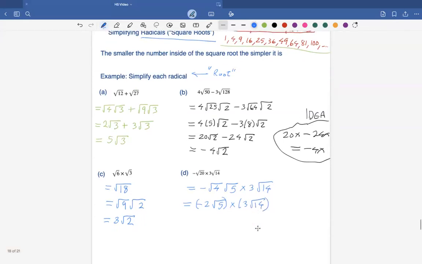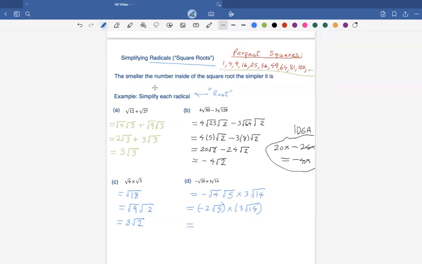When I multiply these radicals, I multiply what's on the outside. I take the negative 2, multiply that by the 3. That's going to give me negative 6. And then I multiply inside of the root. I multiply the 5 and the 14. I multiply those together, and I'm going to have root 70. But 70 is not divisible by any of the numbers from the perfect square list. So this is as far as I can go. The answer is just going to be negative 6 times root 70.